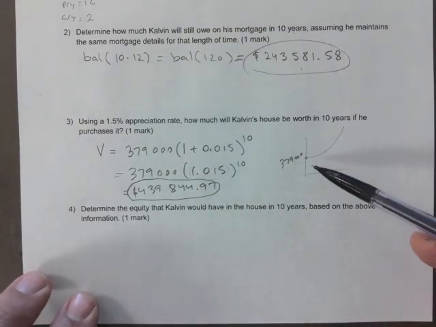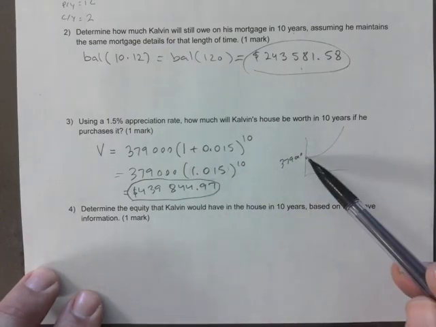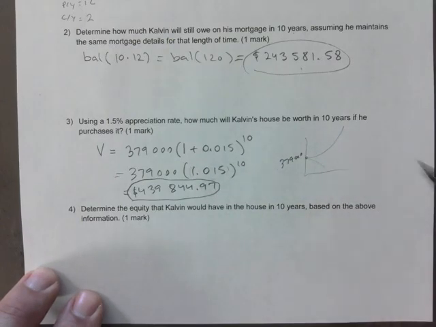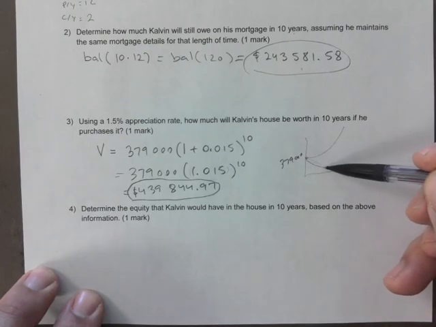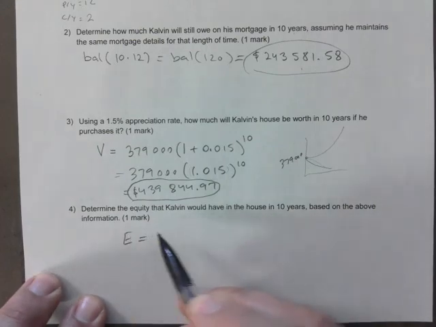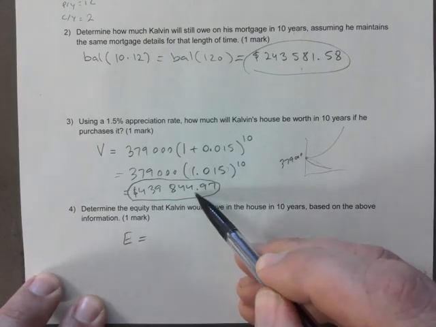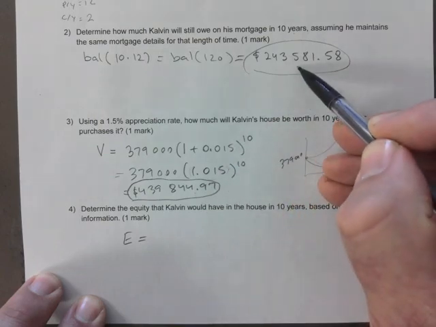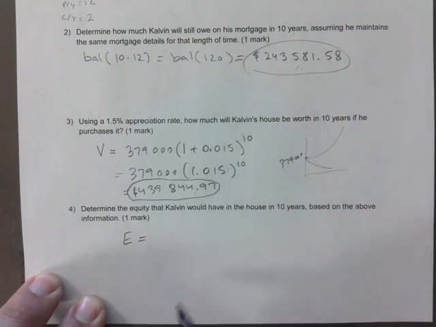So if it's depreciation, this would be less than 1. You'd have something like this happening, right? Actually more like this. Determine the equity. So in this case, equity is simply the value of the house after 10 years minus the balance owing. So you can just draw from the previous two answers.